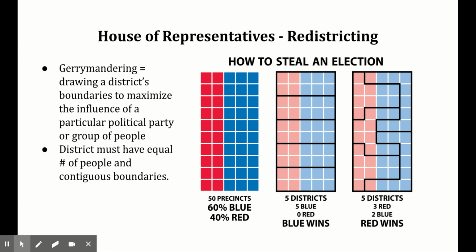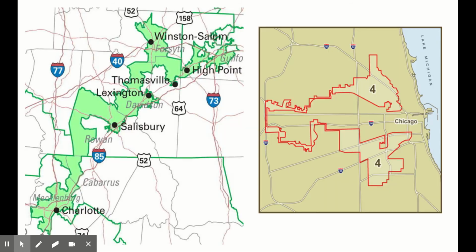A couple things about the district. The only two requirements are that they have to have an equal number of people, as much as you possibly can, so around 780,000, and they must have contiguous boundaries, which means they have to be touching and sharing a border. That's technically what contiguous means. It means they share a border. So they must have boundaries and share the border.